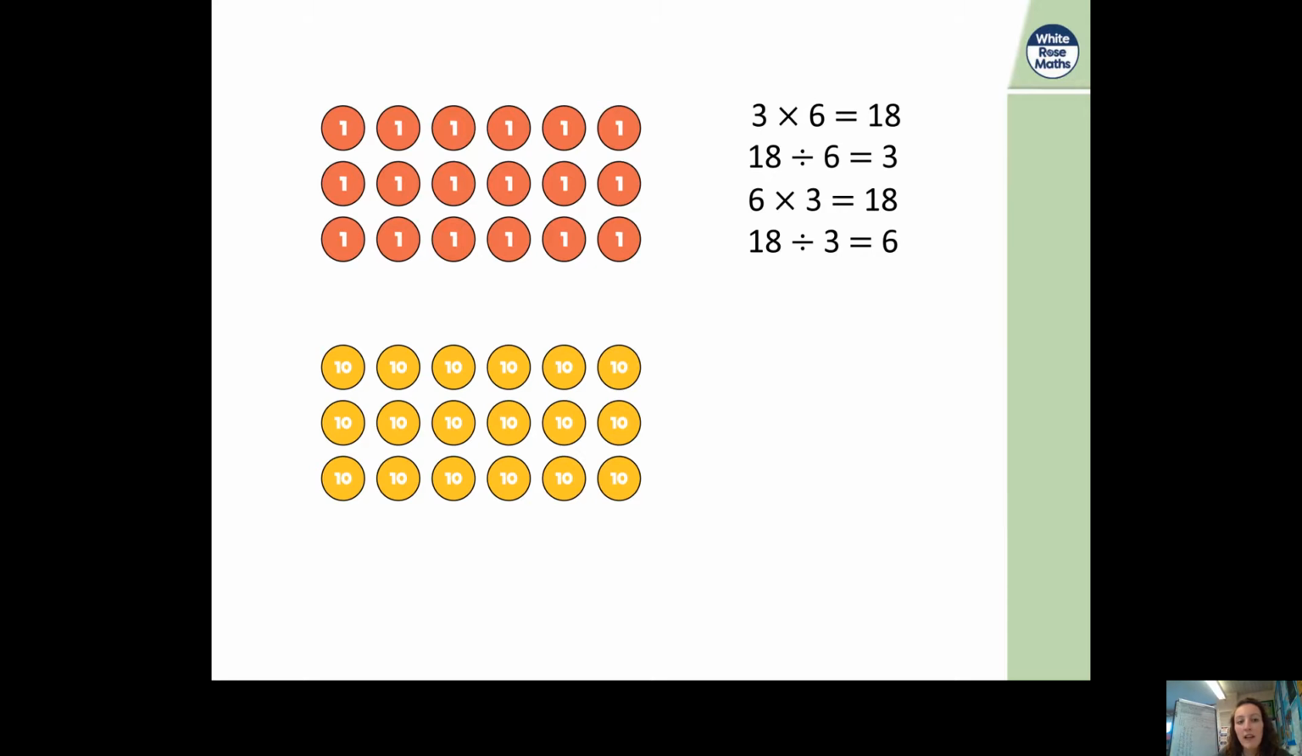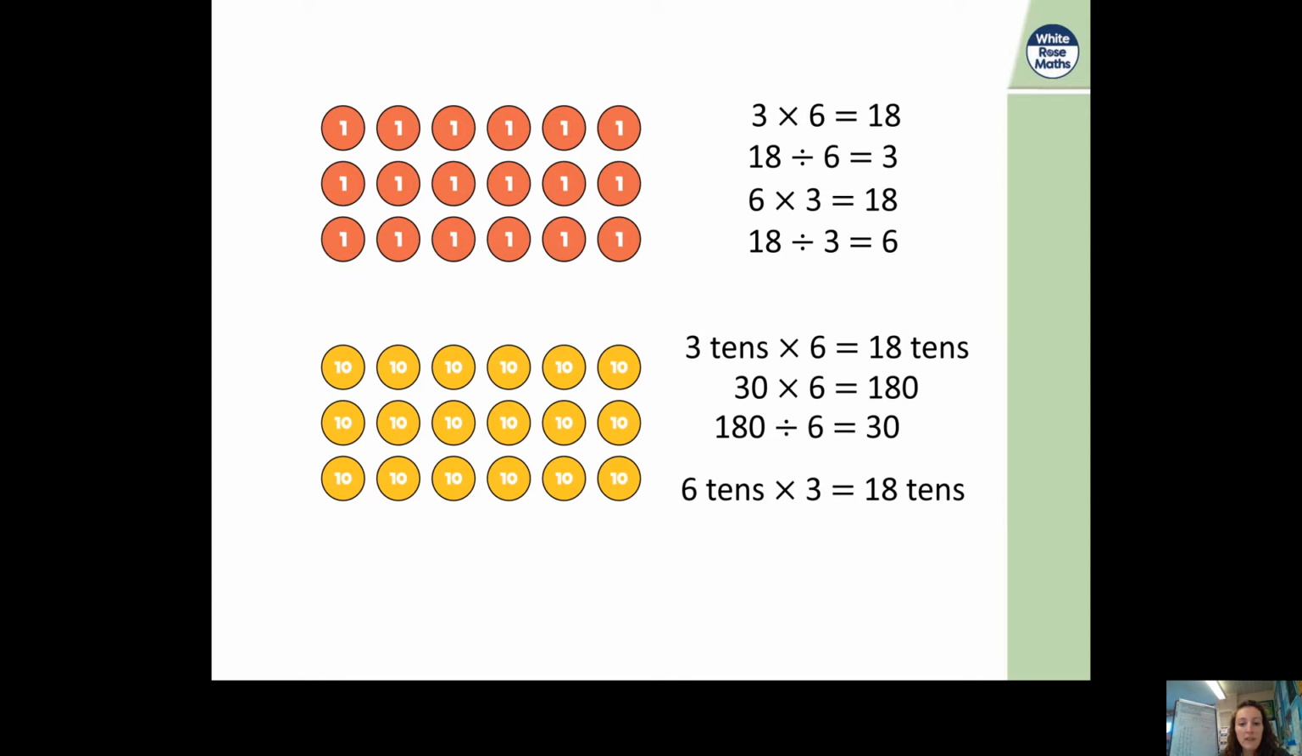Have a look at this array. How is it different? So you might notice that instead of ones counters, we are now looking at tens counters. So 3 tens times 6 means there are 18 tens. So 30 times by 6 equals 180. So we're using our 6 times table knowledge here, but we're making one of the numbers 10 times bigger. So the answer has to be 10 times bigger. Or we could say 180 divided by 6 equals 30.